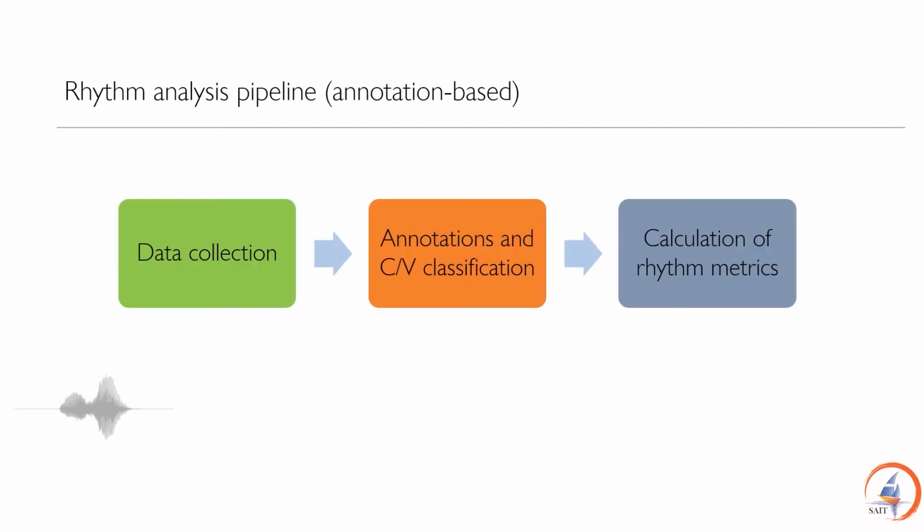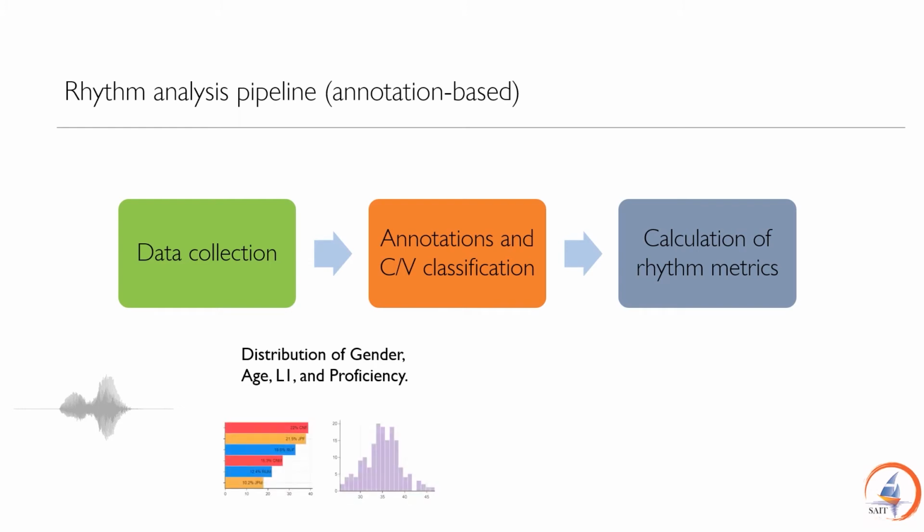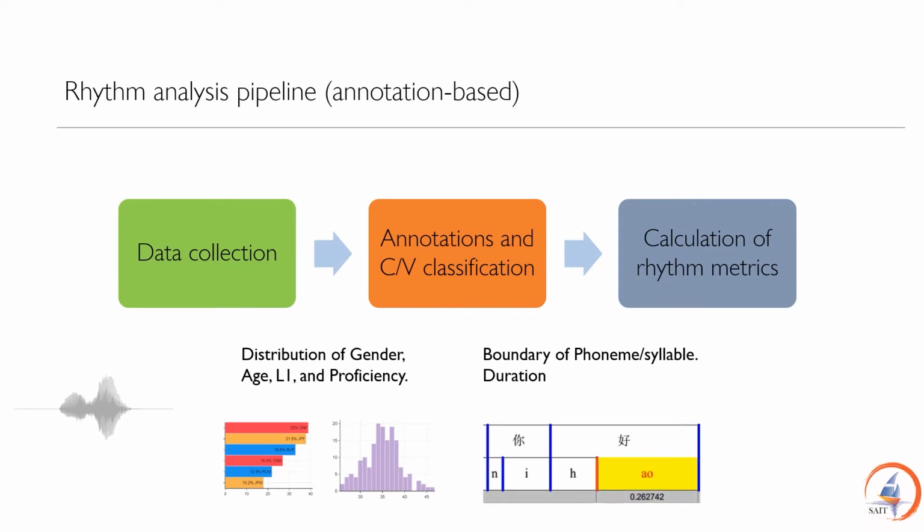Here is the pipeline of rhythm analysis. There are three major stages during the process. For starters, we need our data prepared. We will have a bunch of waves and texts. After doing the basic statistics, information like ratio of gender, age, L1 background, and proficiency will be obtained for further interpretation. Then followed by the annotation and the consonant and vowel classification. The alignment will provide the boundaries of phonemes and syllables, and we will extract the duration values. Finally, we calculate the rhythm metrics and get a vector to represent a sentence or speaker's rhythmic pattern.